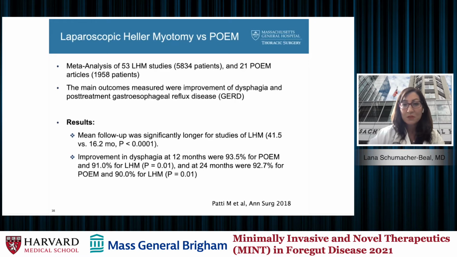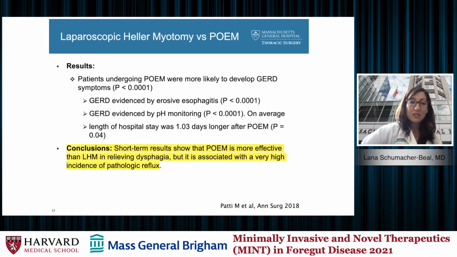At 24 months, this was a pretty durable response of improvement of symptoms, at 92% for the POEM and 90% for the laparoscopic Heller. But most importantly, the POEM group was more likely to develop GERD symptoms, and they had statistically increased evidence of erosive esophagitis, as well as GERD with pH monitoring. And the length of stay was about 1 day longer. So their conclusion was that the short-term results of POEM were more effective than laparoscopic Heller, but were associated with a higher incidence of pathologic reflux.